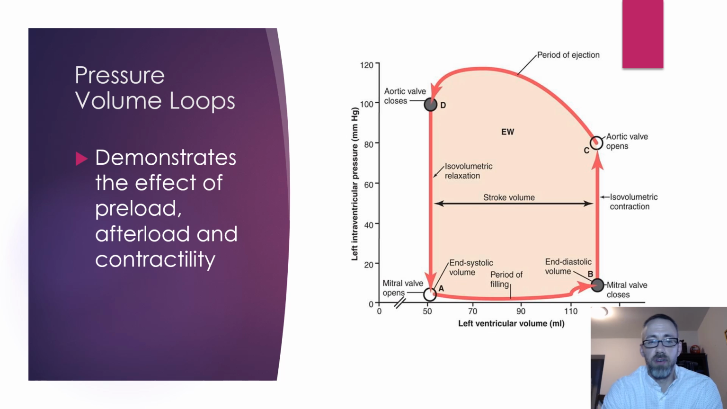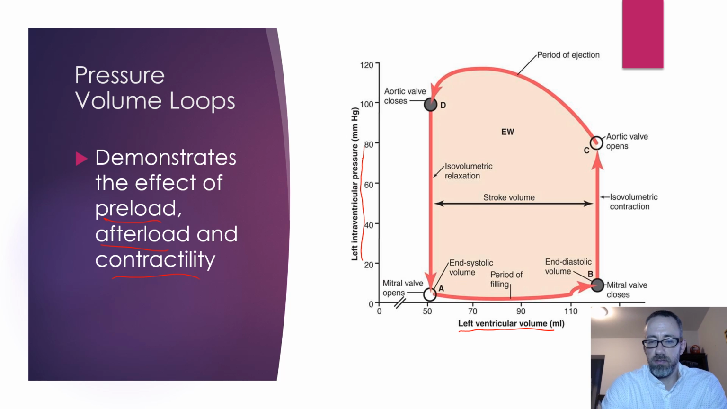So in the pressure volume loops, just like it sounds, this is looking at volume in the left ventricle, and we're talking about pressures in millimeters of mercury, and we're specifically looking at the left ventricle, all right? And what this is going to do is actually show us, it demonstrates the effect of preload, afterload, and contractility, and it can kind of take us through the cardiac cycle. So I really like these loops. So let's go through it.